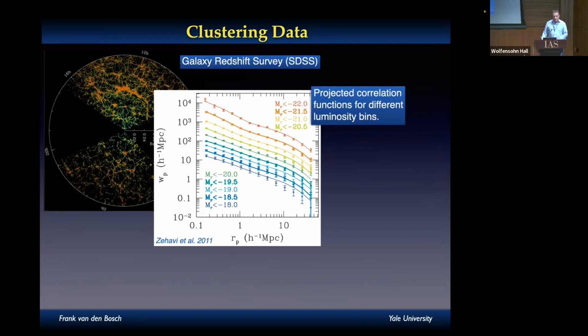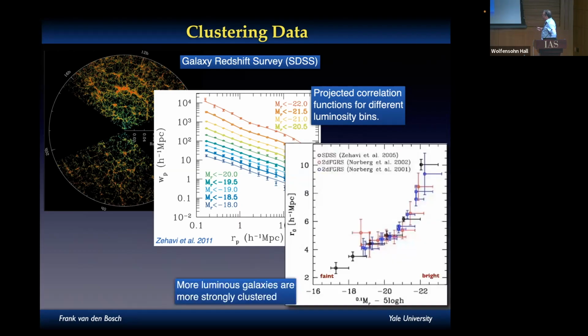This is from the work by Idit Zehavi, a long time ago already. For those of you who don't know what a projected correlation function is, that's just taking the correlation function and integrating it along the line of sight. And the reason we do that is to integrate out line-of-sight velocity redshift space distortions. You can't really see that here because the curves were offset from each other for clarity. But if you measure something like the correlation length, which is basically defined as the radius at which the correlation function is unity, just think of it as clustering strength.